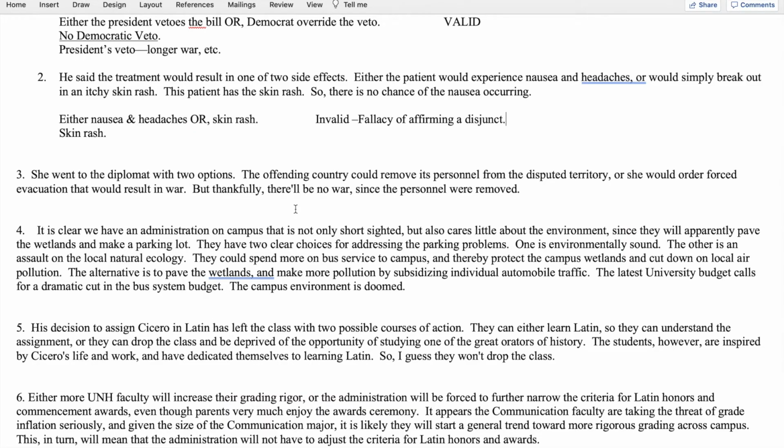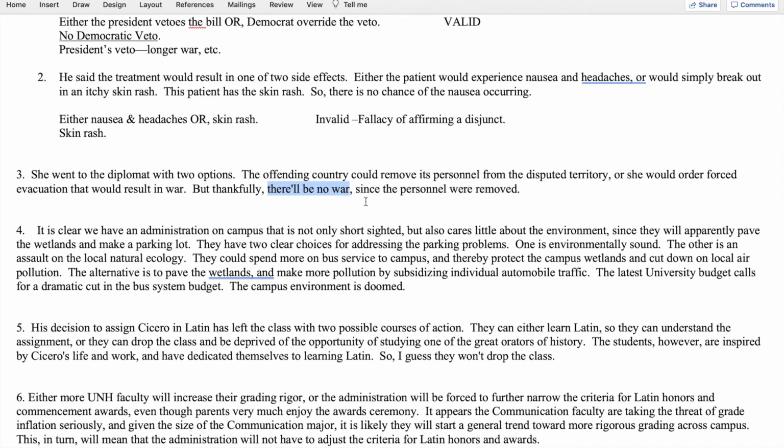Number 3, she went to the diplomat with 2 options. The offending country could remove its personnel from the disputed territory, or she would order forced evacuation that would result in war. But thankfully, there'll be no war since the personnel were removed. So here in this natural language, we would first look for the conclusion. And in this case, the conclusion is there'll be no war. "Since" tells us that this is evidence. "Since" tells us the personnel were removed is the second premise. It's the evidence statement in the argument. So thankfully, the conclusion, there'll be no war.